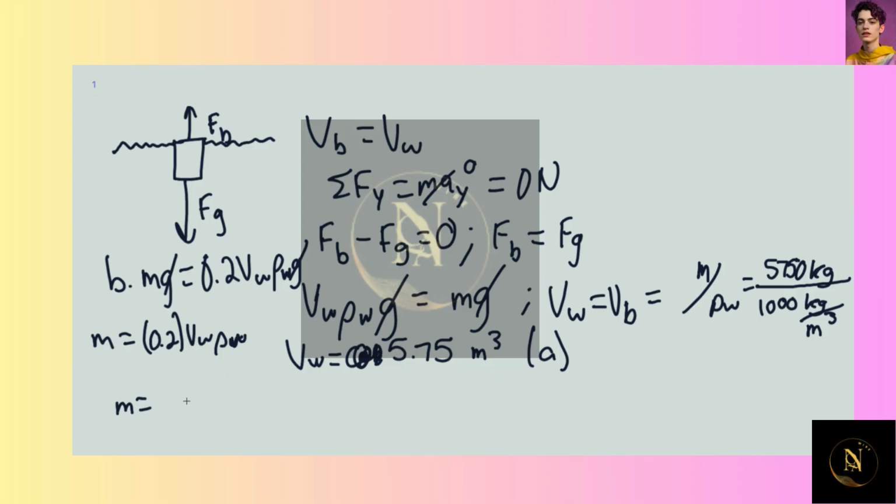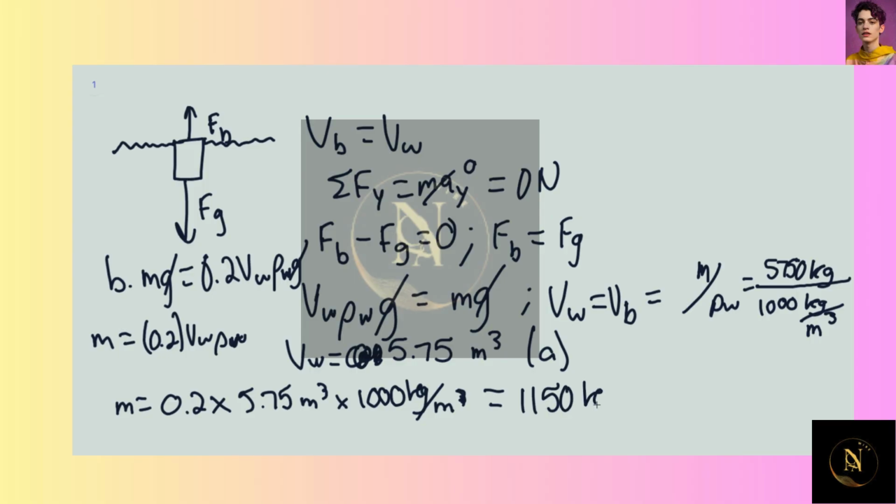And solving for this, we have 0.2 times the volume of the water, which is again 5.75 meters cubed, and then times the density of the water, 1,000 kilograms per meter cubed. Solving this out, we have 1,150 kilograms. So this is the final answer. This is the mass of the cargo that must be thrown overboard in order for 20% of the boat's volume to be above water.